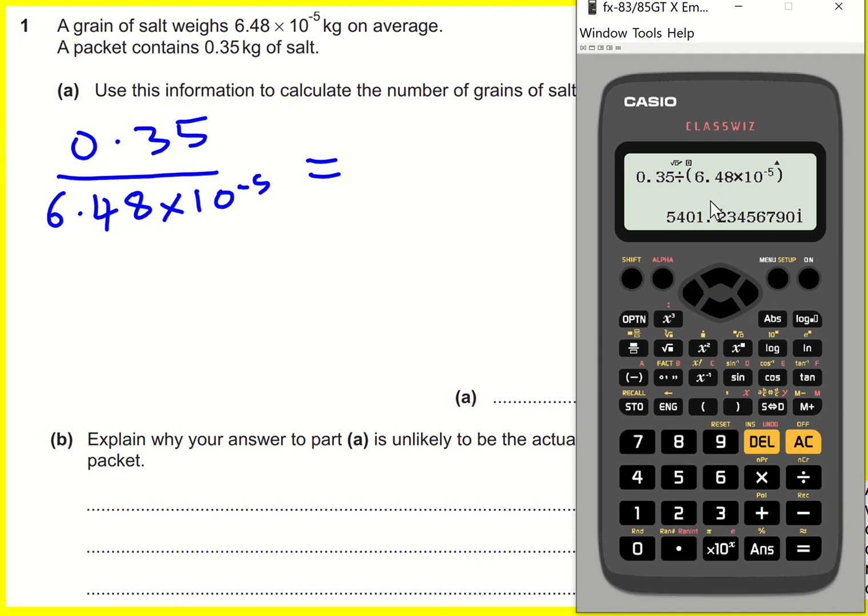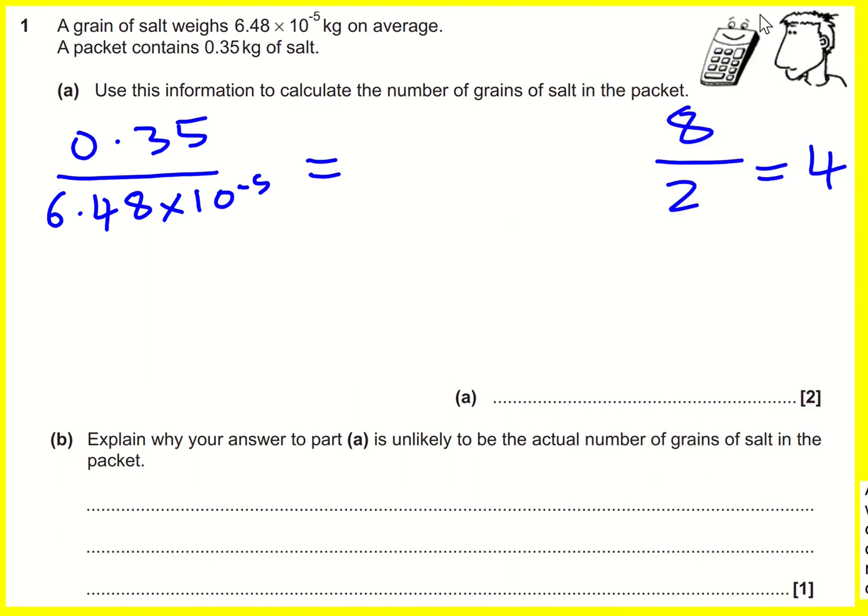We're going to get 5401.23, which I'm going to round to just the nearest whole number. You might even say maybe I should round it to 3 significant figures, but I'm going to give it to the nearest whole number here.